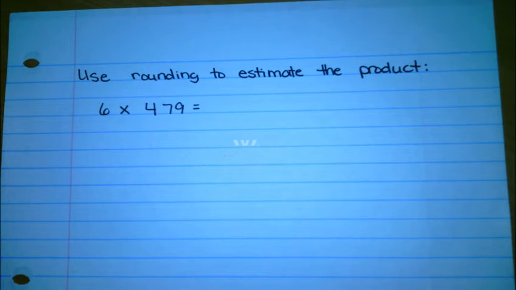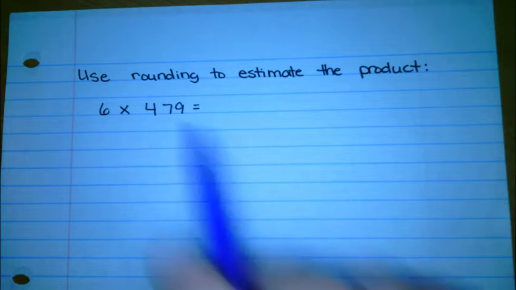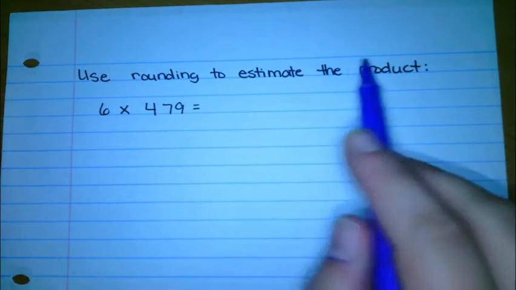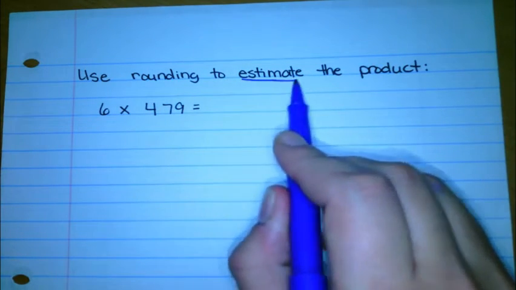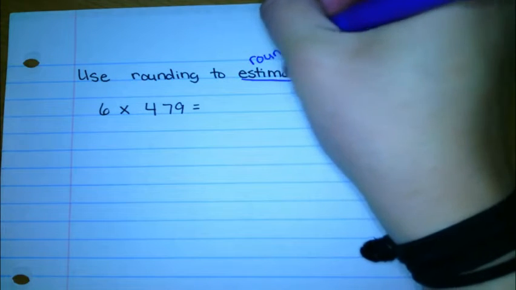Today we're going to be talking about using rounding to estimate the products. When we come across problems like this in the classroom, the first thing I like to do is go through the question or whatever the direction is and go over the vocabulary words with the students. So for this one, use rounding to estimate the product. Estimate, we always talk about, means they want us to round and then find the answer.